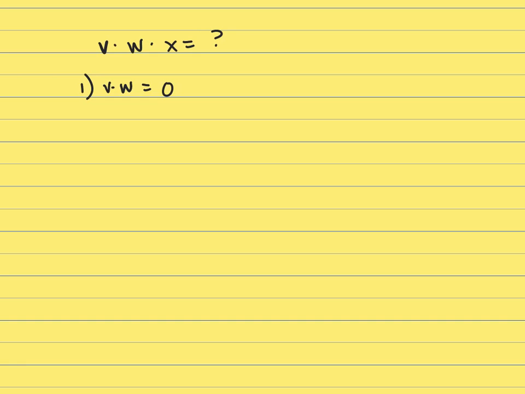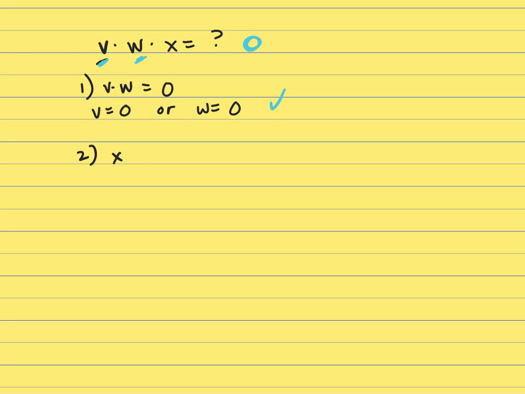Well, how do you multiply two things together and get 0? At least one of them has to be 0. So either V equals 0 or W equals 0. We know that either V or W is 0. Doesn't matter which one, because when you multiply by 0 in there, we know we're going to get 0. So clue 1 works.